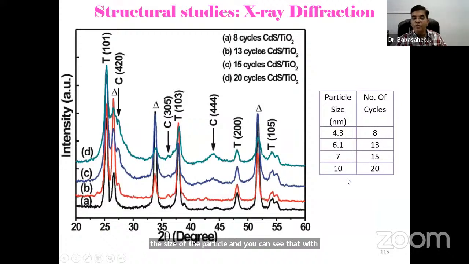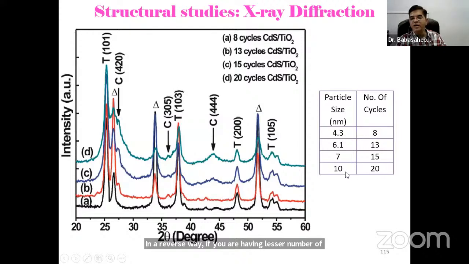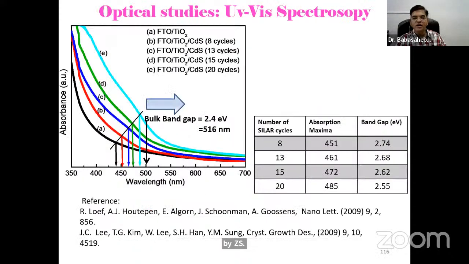In a reverse way, if you have a lesser number of cycles, the size of the particle is smaller, and you can see that the size of the particle is less than 10 nanometer. This means these are the quantum dots of CdS. It is grown by using the SILAR method on titanium dioxide. And this is absorption against the wavelength. Black color is for TiO2, and here different CdS with different cycles.